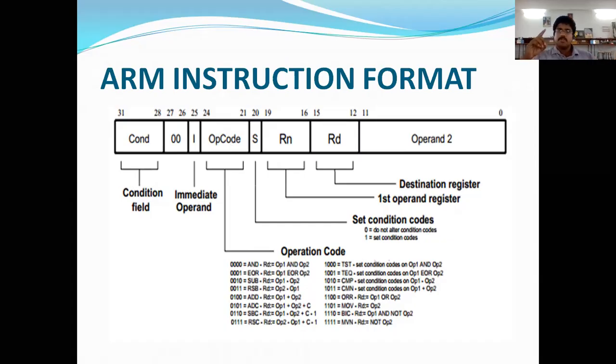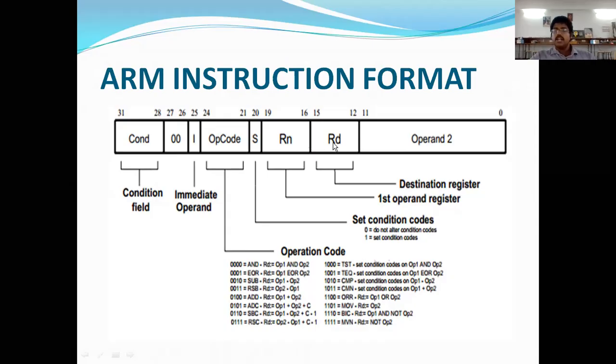Opcodes, as we have discussed previously, are nothing but operation codes. These particular bits specify what operation we need to perform on the processor. The operation to be performed is specified by these opcode bits. And we have the S bit. The 20th bit is called the S bit. S is nothing but set condition code.